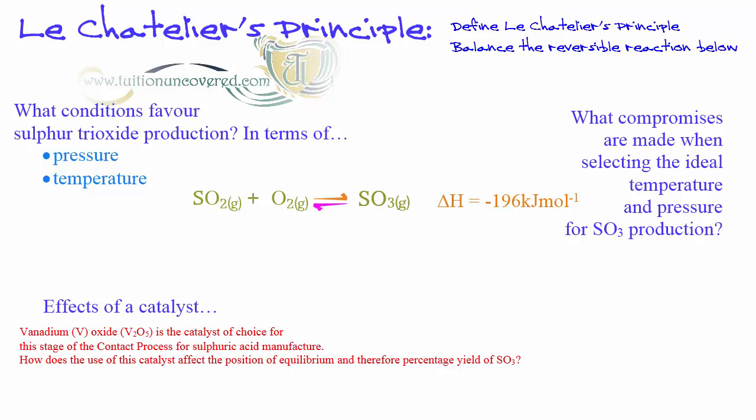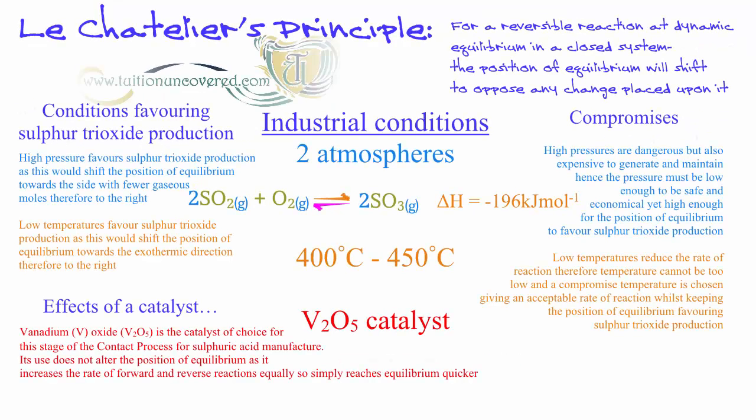My answer. For a reversible reaction at dynamic equilibrium in a closed system, the position of equilibrium will shift to oppose any change placed upon it. Balancing of this equation, hopefully you got the same balancing as I did. 2 SO2s react with oxygen to produce 2 SO3s.